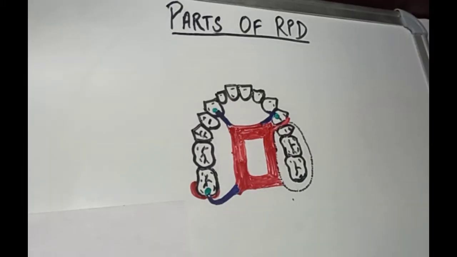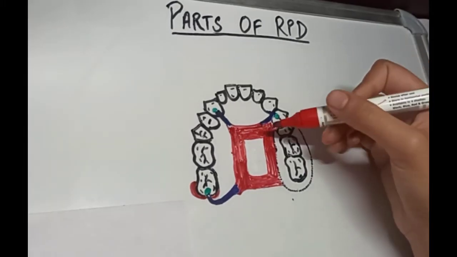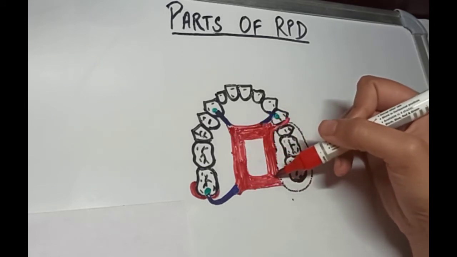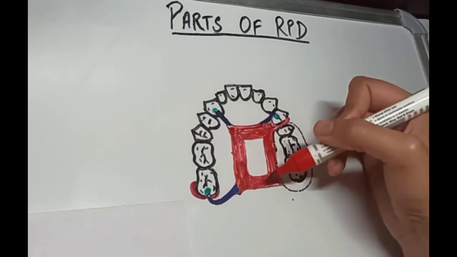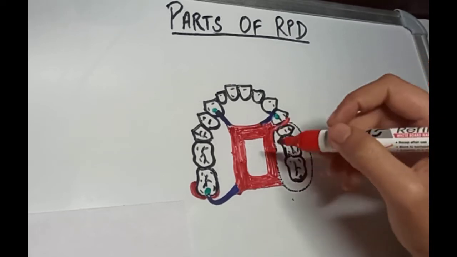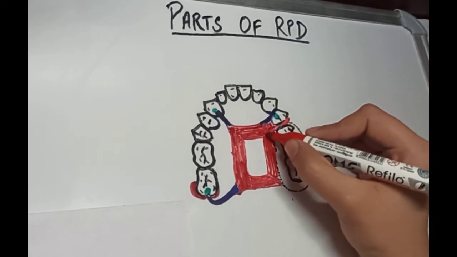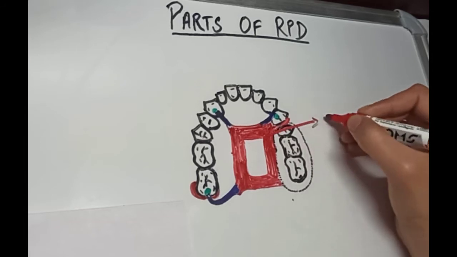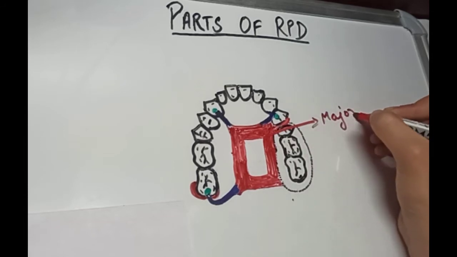So first let's see the major connector. So this component over here which you can see forms the major part of the cast partial denture and forms the framework of the cast partial denture is our major connector.